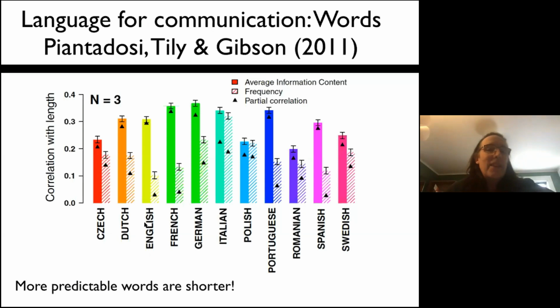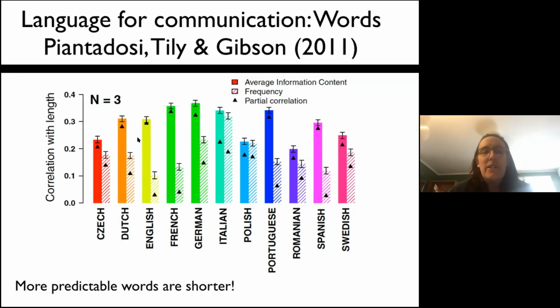And you see these dashed bars here are the Zipfian relationship between word frequency and word length. You can see that they're all highly reliable above zero. They're not that big, 0.1 to 0.2, so it's a correlation which is very robust, but small. And there's a bigger effect for predictability correlated with length, like 0.3 on average here. And it's bigger in every language.